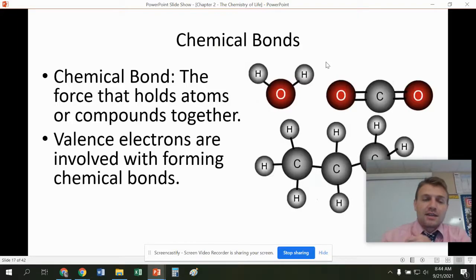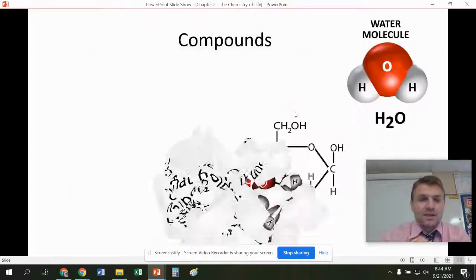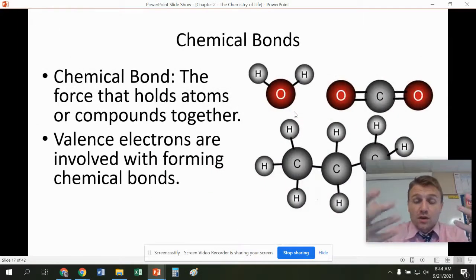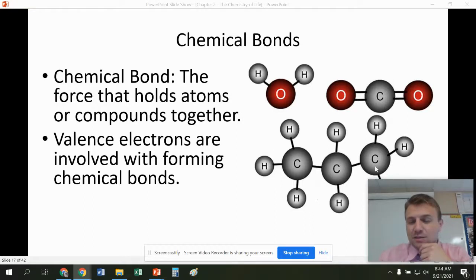Now, chemical bonds, these are bonds that are, let me go back. These are going to be bonds that hold, or forces that hold compounds together. They typically are, again, because of the electrons interacting with each other. This oxygen right here is bonded to 2 hydrogens. This is water. You can see this is carbon dioxide, and here's another. I think this is propane, C3H8.